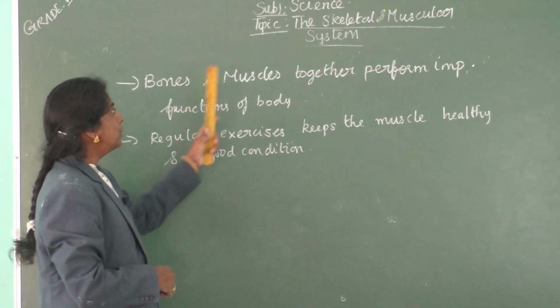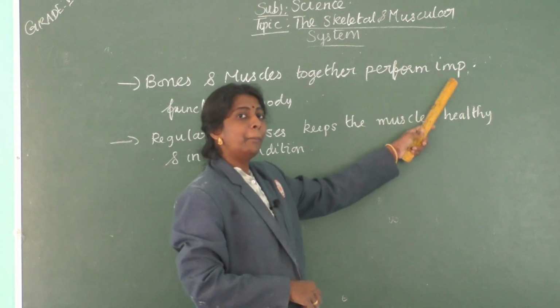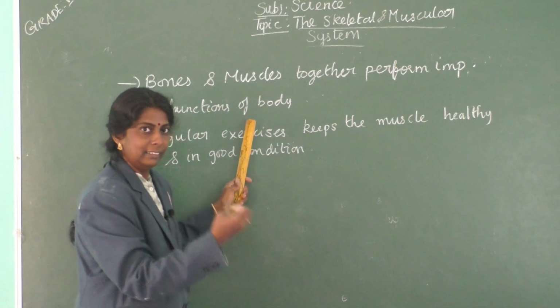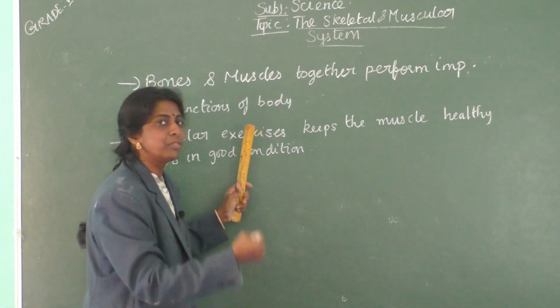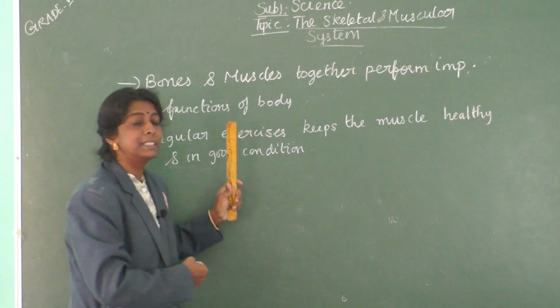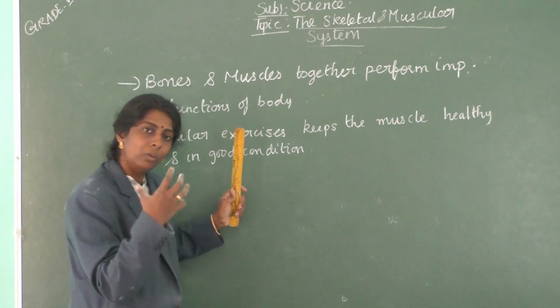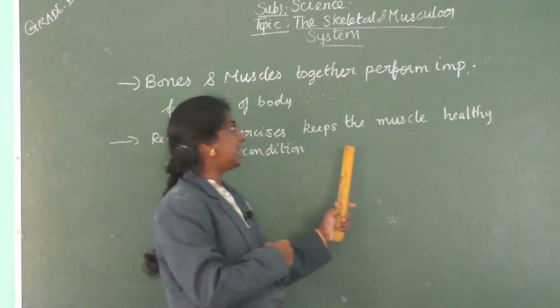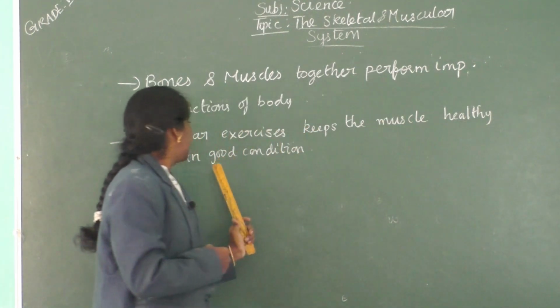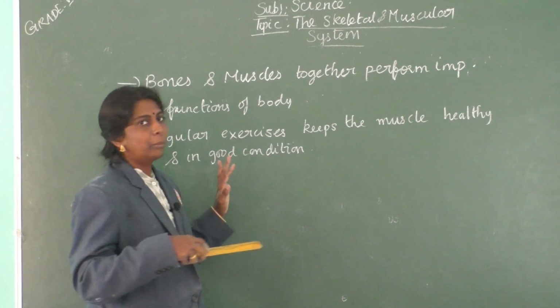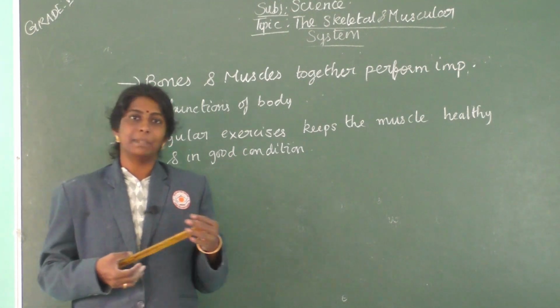Now, bones and muscles together perform important functions of the body. We have learned what the different types of muscles are, the different types of joints, and the different parts observed in the human skeletal system. Regular exercise keeps the muscles healthy and in good condition. So this is the entire chapter, skeletal and muscular system.